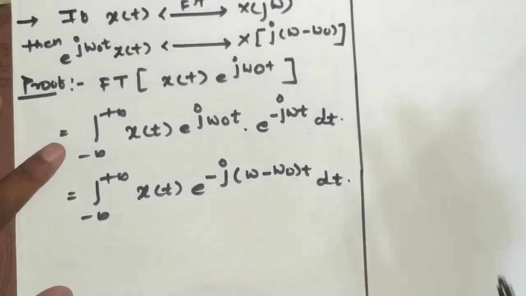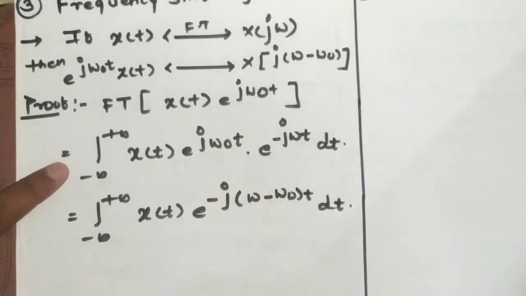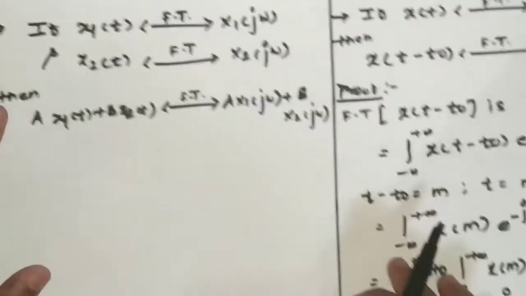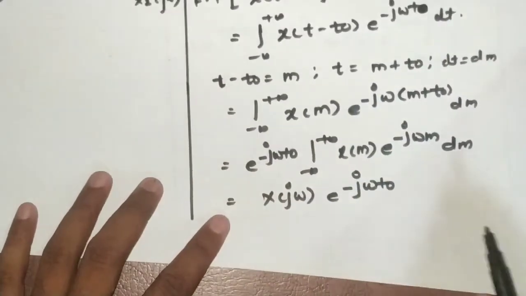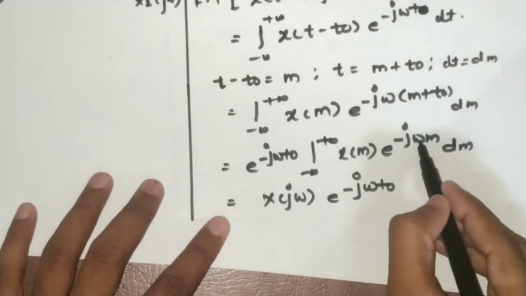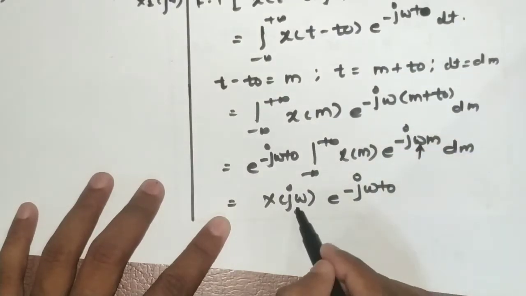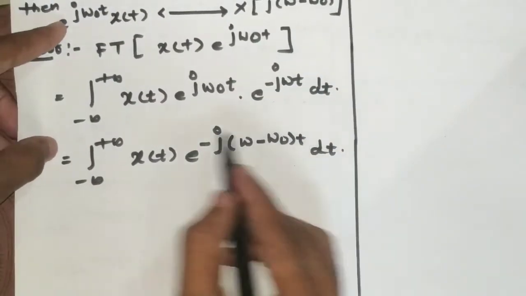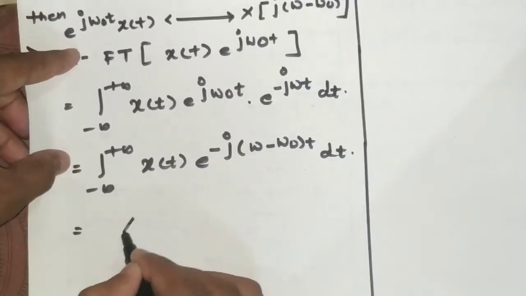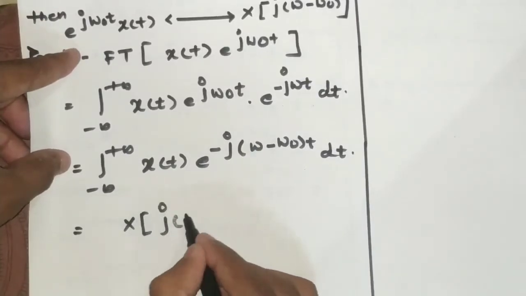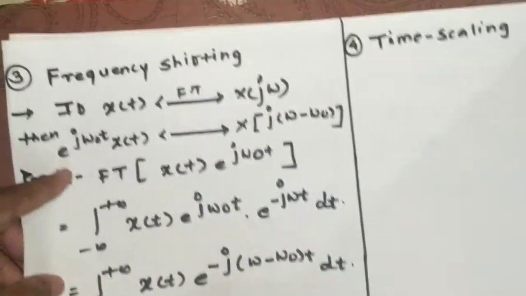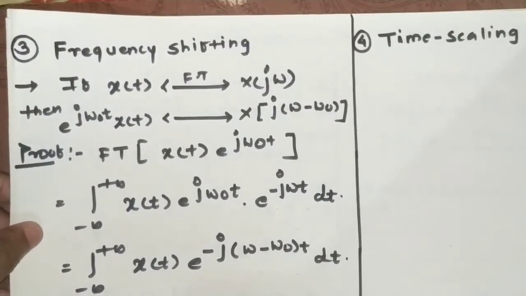Now here the answer lies. If we have the formula with us, I can correlate with this. If it is a function of only omega, it is x of j omega. Now this is a function of omega minus omega naught, so definitely this will be the Fourier transform at omega minus omega naught. So this is known as the frequency shifting property.